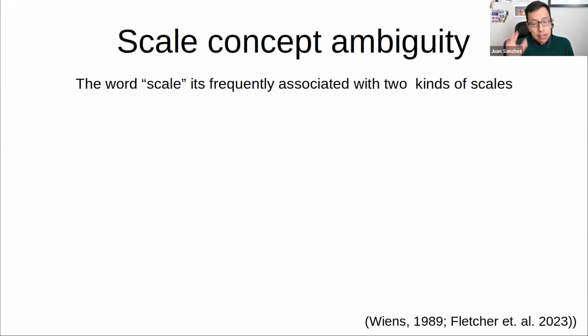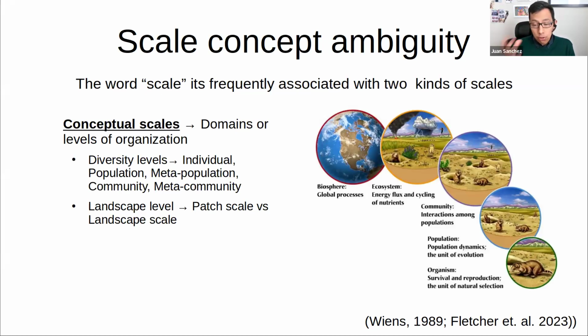Before continuing, I would like to mention that the scale concept has been used very ambiguously in research, because the word scale is frequently associated with two kinds of scales that we use in ecology. One of them is the conceptual scale, which has also been called the domains or levels of organization. Those scales correspond to concepts that have helped us organize the different processes and complexities of species interactions with their habitats. When we think about populations, communities, or ecosystems, those are concepts that have an implicit scale, but that we are not able to define in measurements of space or time. It's just a concept that helps us identify levels of complexity within ecological processes.